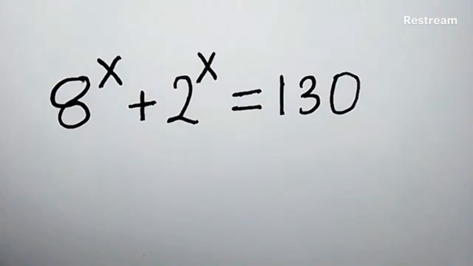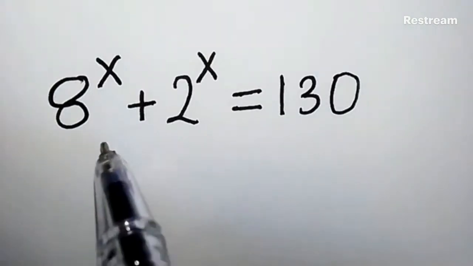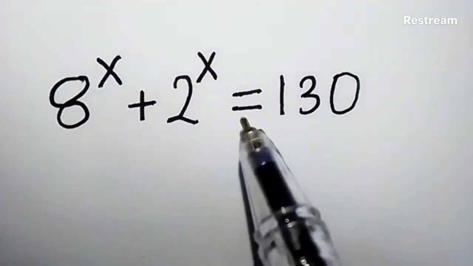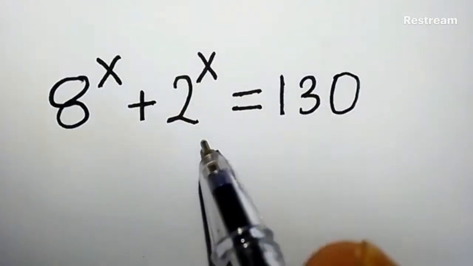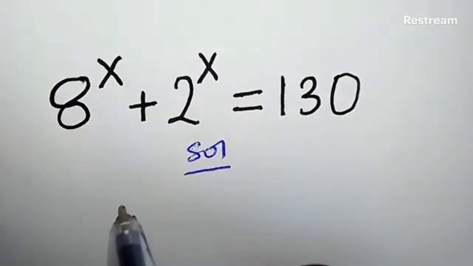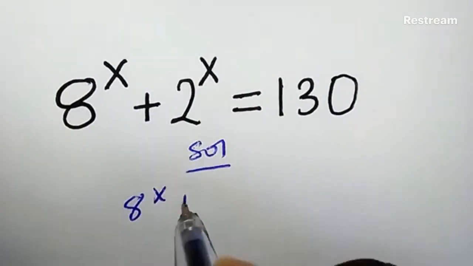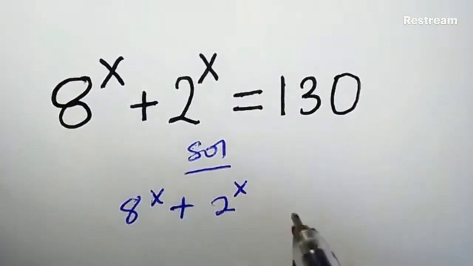In this video, we are going to be solving an interesting exponential equation. 8 to the power of x plus 2 to the power of x is equal to 130. How do we solve for x? Here is the solution. We have 8 to the power of x plus 2 to the power of x equals 130.